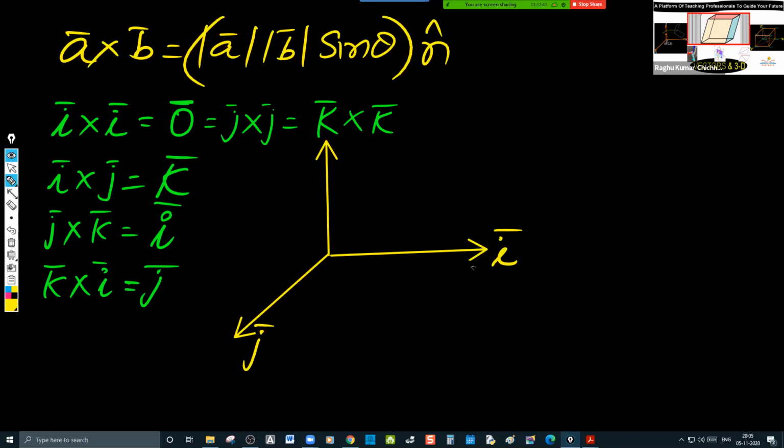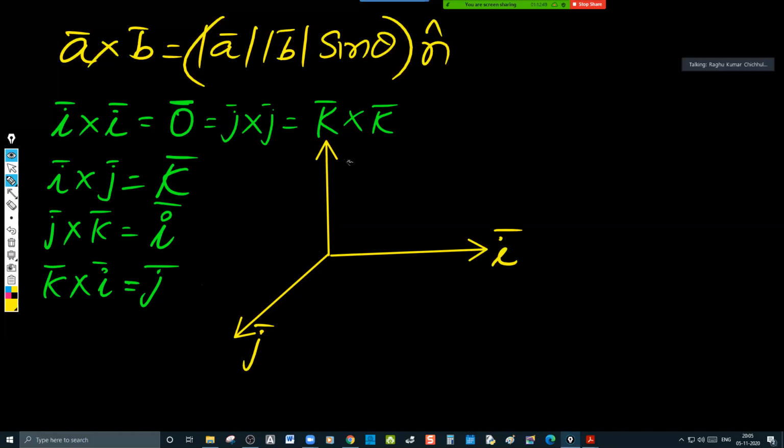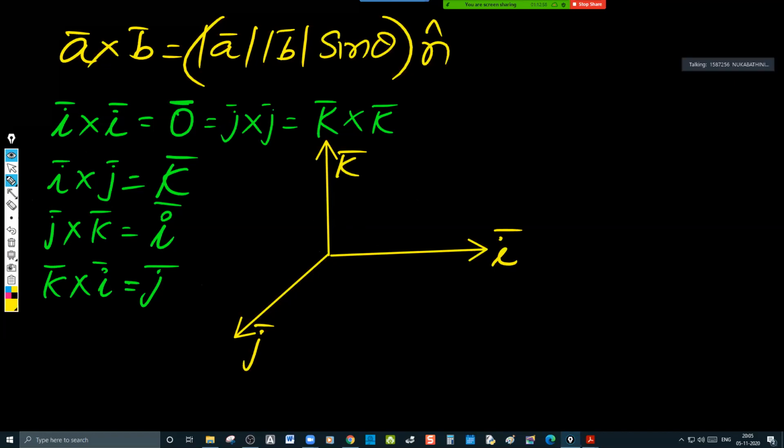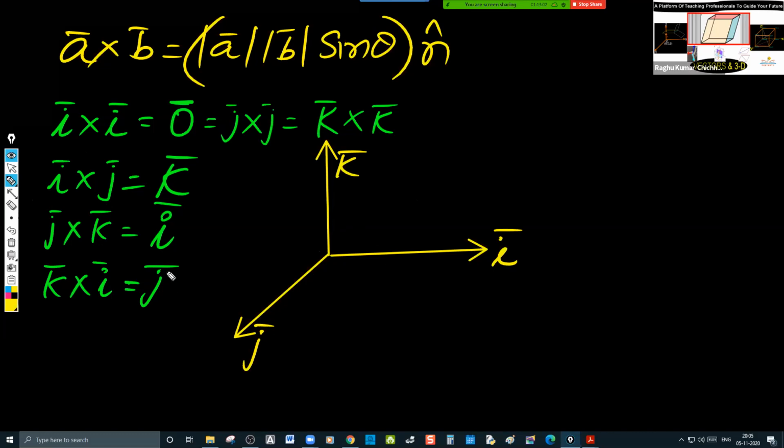The resultant vector will be perpendicular to the plane of this, no? Perpendicular to this plane. The plane is nothing but K bar. So I cross J is K. It goes in a cyclic order like this: I cross J gives K, J cross K gives I, and K cross I gives J. Hope you understand, no?